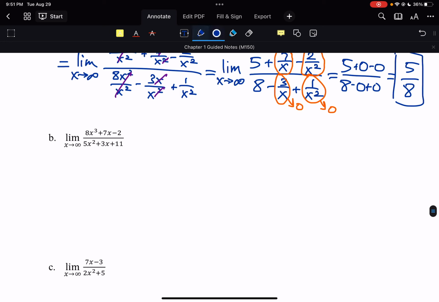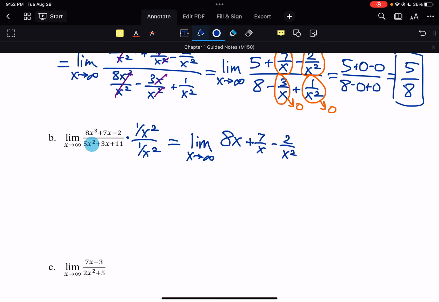For part B, we can apply the same technique. So if we look at the denominator, we've got that x squared. So let's go ahead and do the same thing. So we've got 1 over x squared, 1 over x squared. So we have the limit as x approaches infinity of, let's see, we've got 3 x's here divided by 2 of them. So we still have an 8x here plus 7 over x minus 2 over x squared all over, that's just a 5 plus a 3 over x plus 11 over x squared. So just like the last case, all of these go to 0.